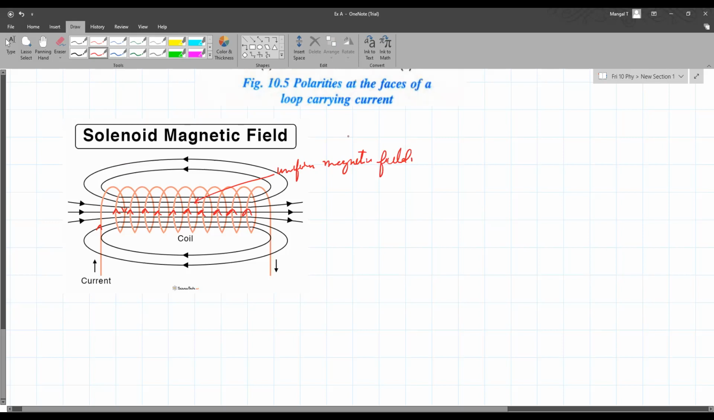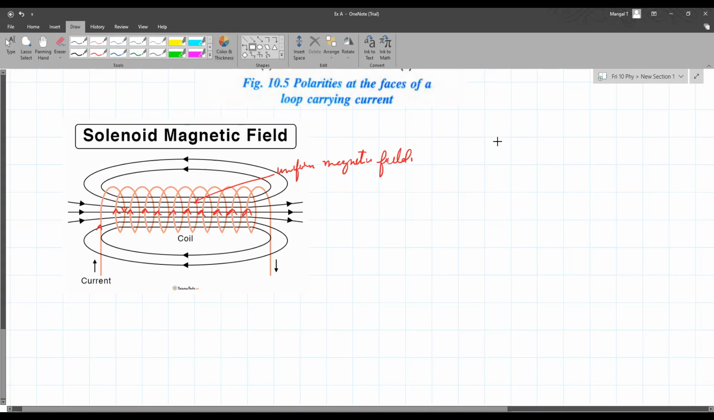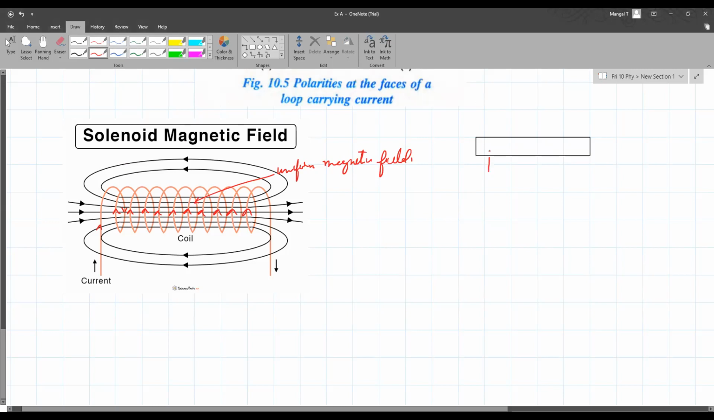Fine. So what I want you to learn today is something that will help you in solving a lot of questions. So I'm going to draw the turns like this. So this is the turn. And this is A and B, the ends A and B. And look at the direction of current. So the current is flowing in this direction.